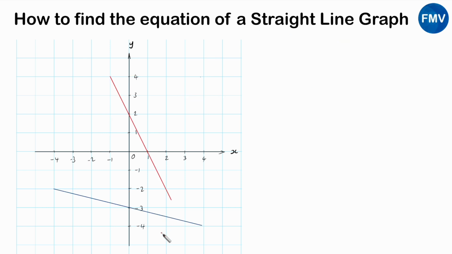So we've got two very different lines here, but the principle's the same. We start off with the formula y equals mx plus c. This is always the formula for a straight line graph, or a linear graph as it's also known. So if we look at this, we can draw a triangle.